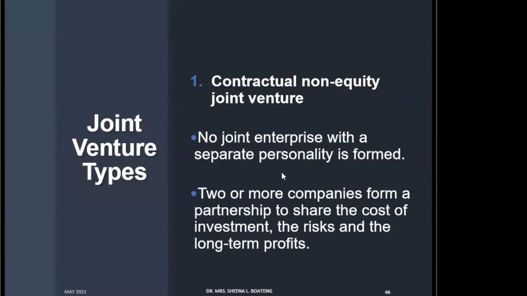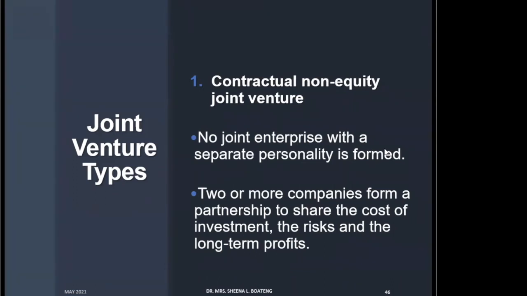So in terms of the types of joint ventures, the first type of joint venture we can talk about is a contractual non-equity joint venture. So by the name contractual non-equity joint venture, we are referring to the fact that there is no equity involved. And no equity being involved means that there is no joint company that is formed at the end of this contractual agreement.